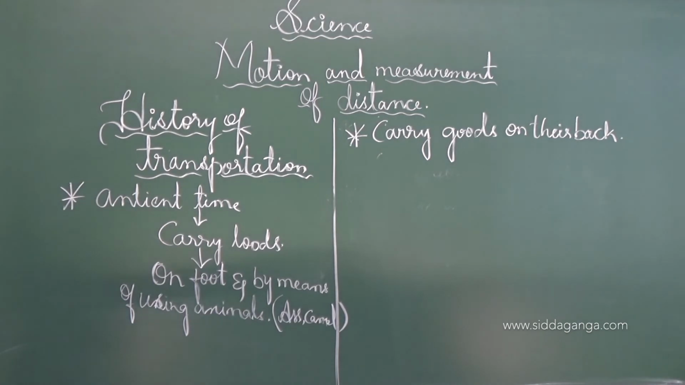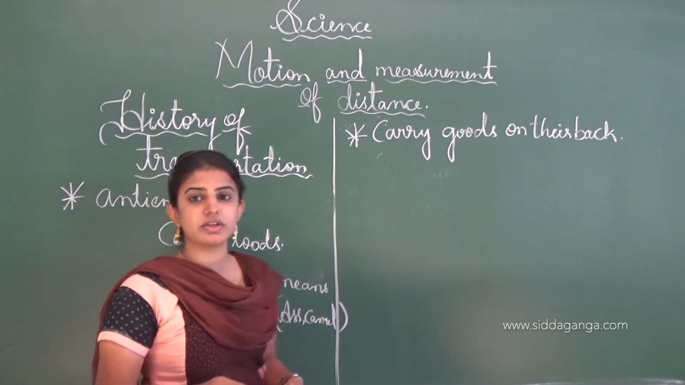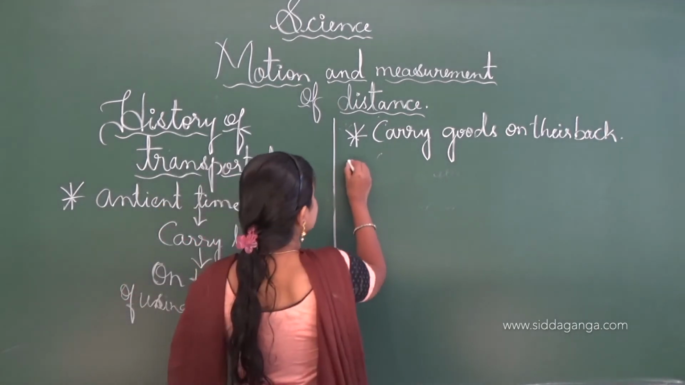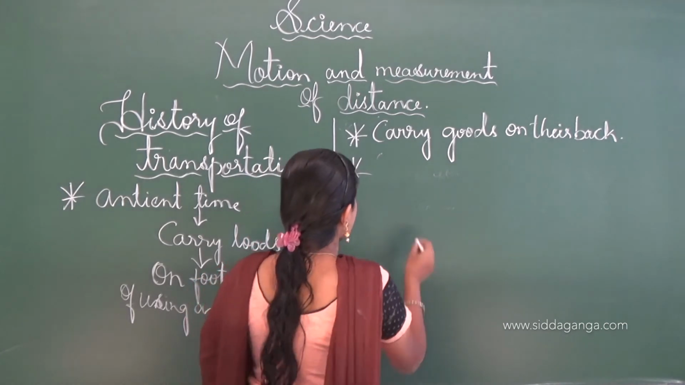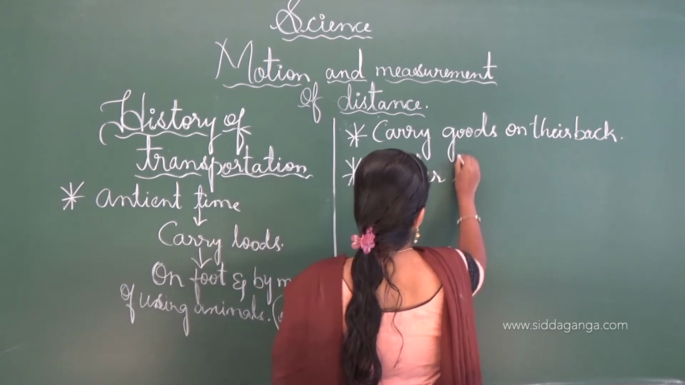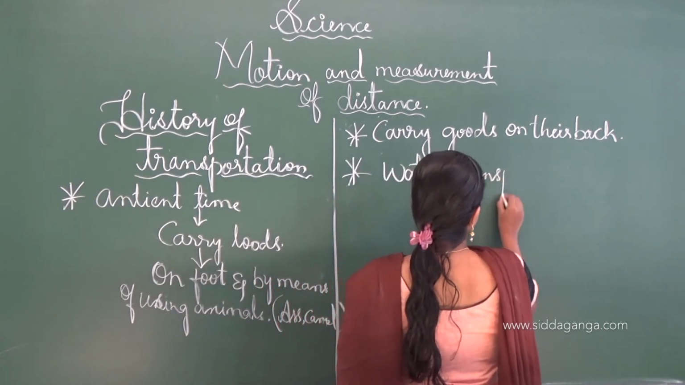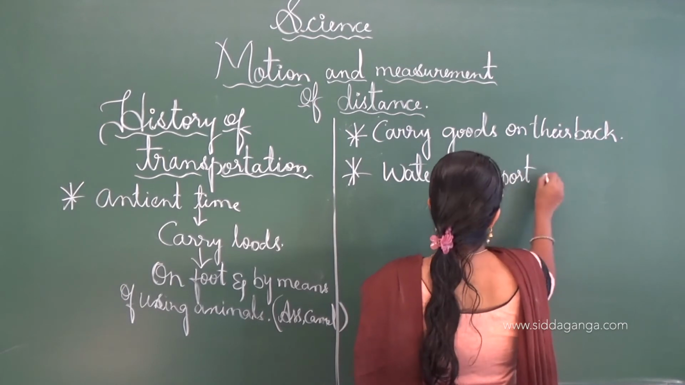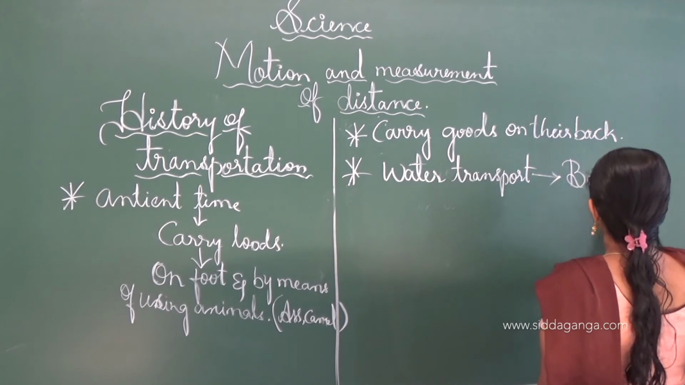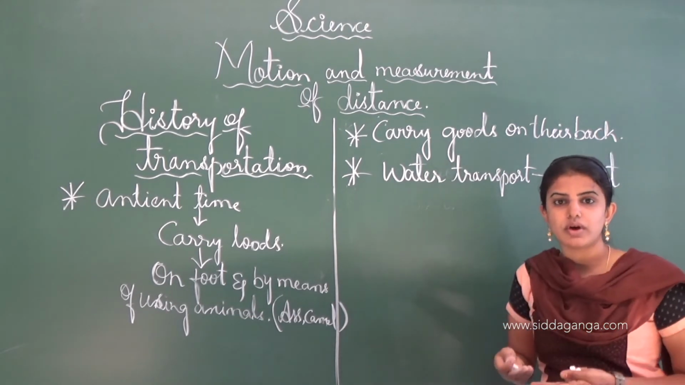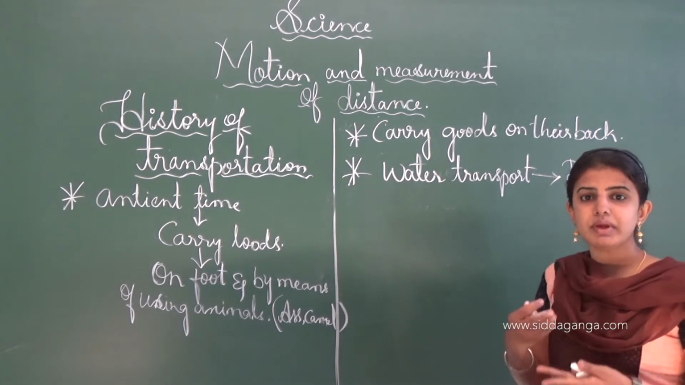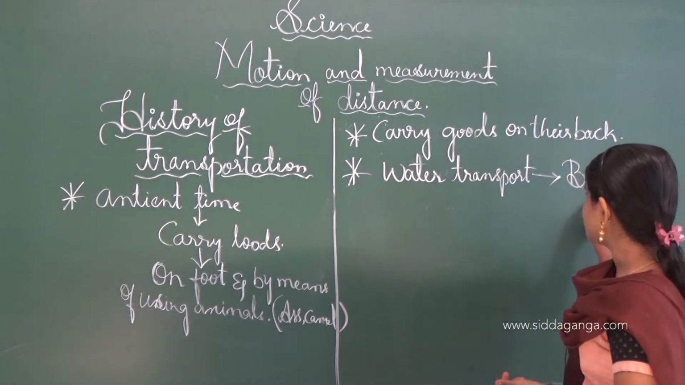And later, those people who transported along the water route would transport from one place to another by means of the boat and ship. Water transport by the boat. Along the water route, people would transport different types of goods, and even people would travel from one place to another by using the boats.